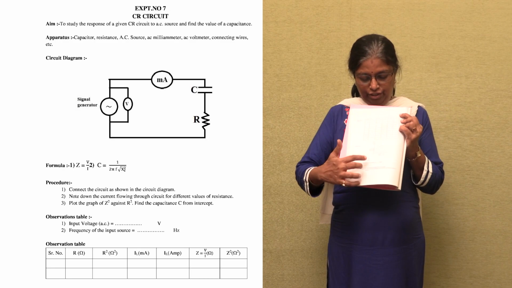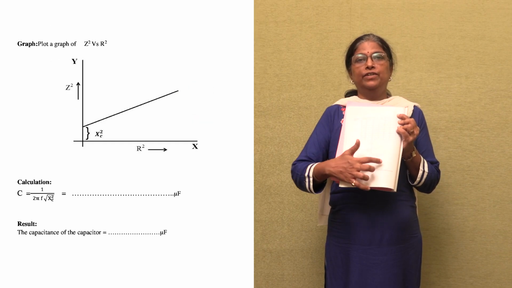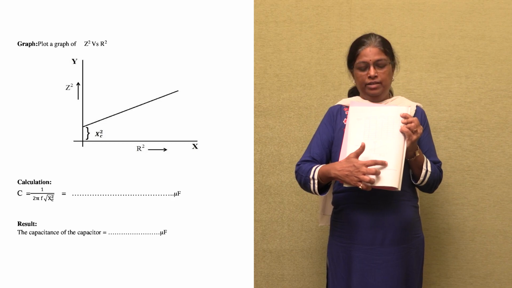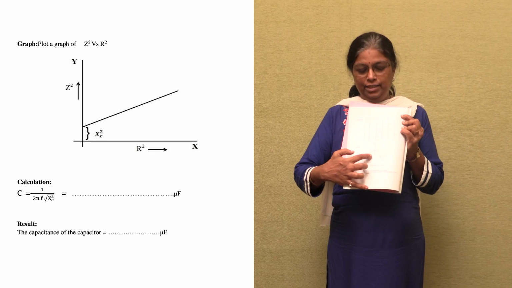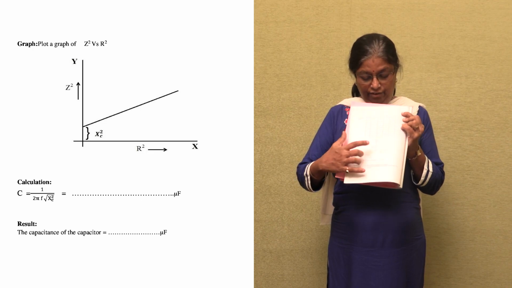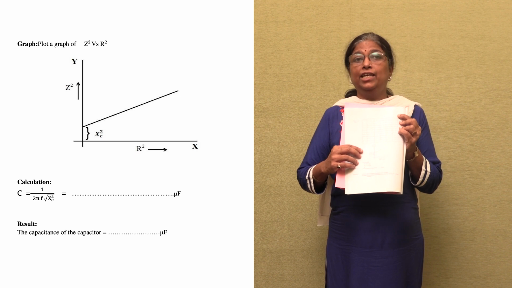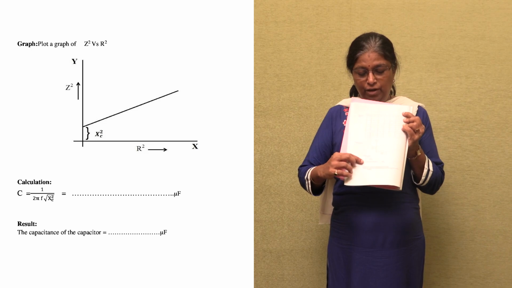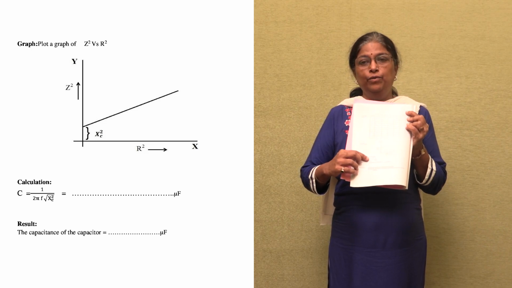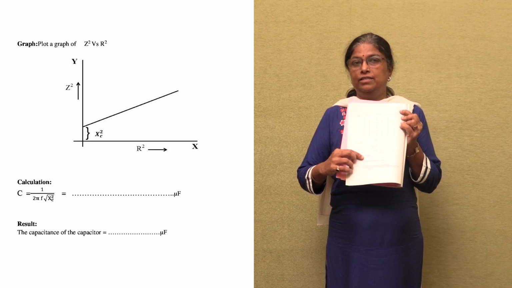After doing the calculations, you have to plot a graph of Z square versus R square as shown in the figure. It will have an intercept on the y axis which will give you Xc square, which is the capacitive reactance. By using this formula you can substitute the value and find out the value of capacitance.